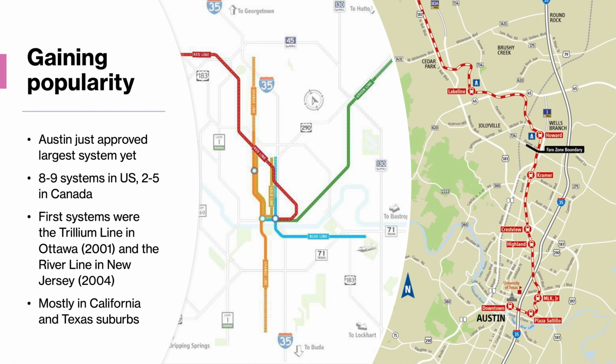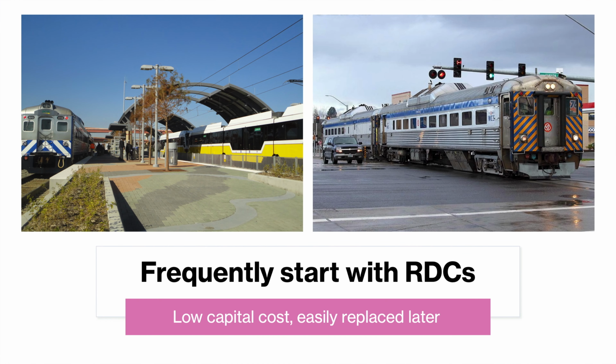There are, depending on how you count them, about 8 to 9 systems in the US and about 2 to 5 in Canada. The first system was the Trillium line in Ottawa in 2001, and the first stateside line was the River line in 2004, and most of these are in the Texas and California suburbs.